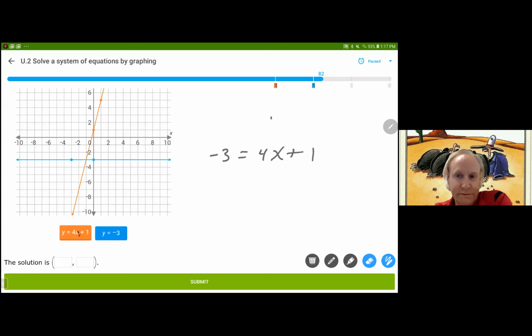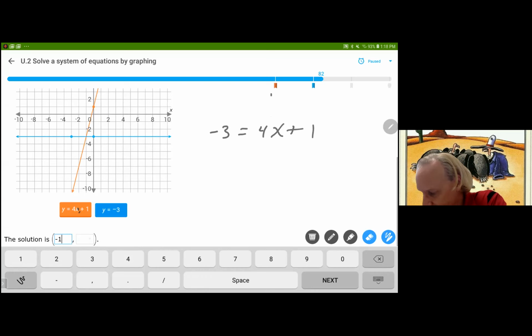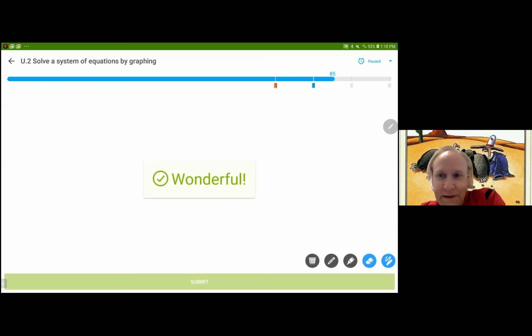So, excuse me, it looks like we're at -1, -3. I actually think I got the negatives right this time. -1, -3. Now, of course, the y is equal to -3, so we know that's right. And we want to check the other one. So if I put a -1 in for the x, I get -4 plus 1 is -3. So yeah, that's right. All right, we're getting there.